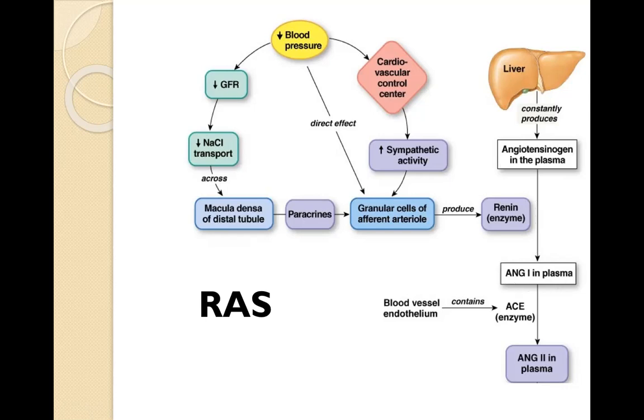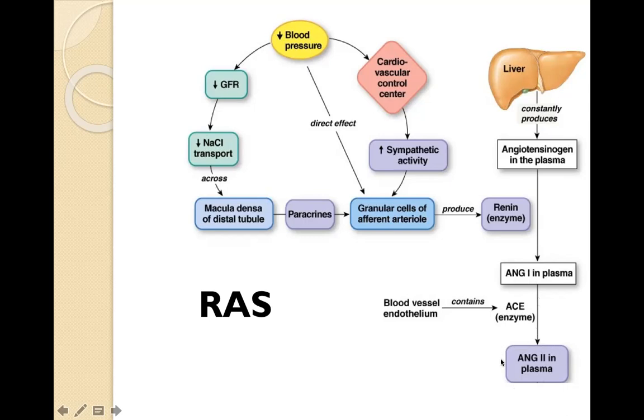And as it circulates through the plasma, there is another enzyme called ACE. ACE stands for angiotensin converting enzyme. And that will actually take angiotensin 1 and produce angiotensin 2. And this is the major player of the RAS pathway.